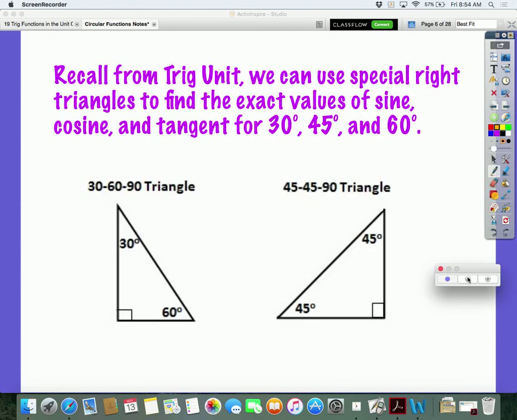Again, for what we did for your problem of the day, and also for the trig unit, you can use special right triangles to find the exact values of sine, cosine, and tangent for these angles, which we did already. Okay? They play a part within the unit circle. All right? You guys don't really need to get this down. You already have it down in your notebooks.